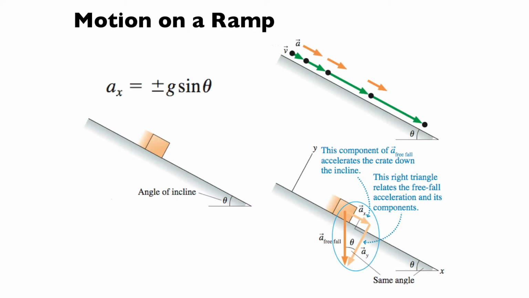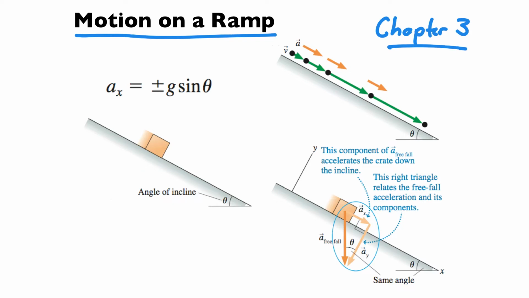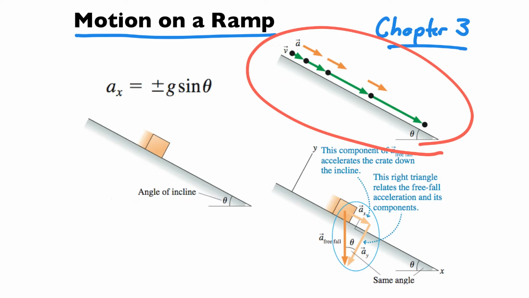Now the first case of two-dimensional motion we're going to look at, and this is the first one that you see in Chapter 3, and by the way, I want you to start reading Chapter 3 in the textbook. In Chapter 3, we discuss motion on a ramp, and if I have an object sliding down a ramp, it is going to accelerate. The speed is going to change. The direction of the motion isn't going to change, but the speed will.